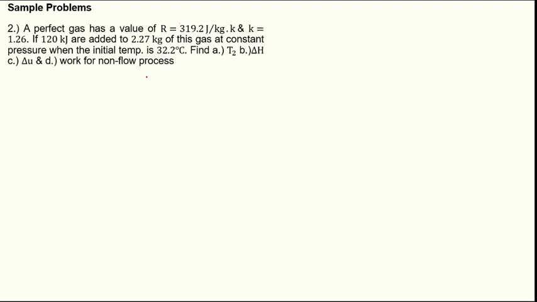Number 2, a perfect gas has a value of R is equal to 319.2 joules per kilogram Kelvin and K is equal to 1.26. If 120 kilojoules are added to 2.27 kilogram of this gas at constant pressure when the initial temperature is 32.2 degrees Celsius, find the temperature 2, delta H, delta U, and the work for non-flow process.